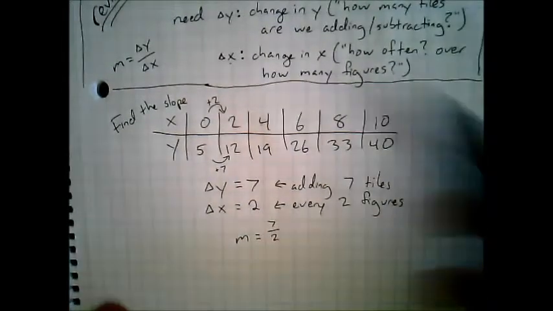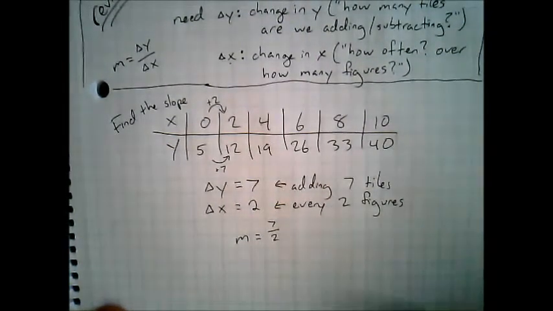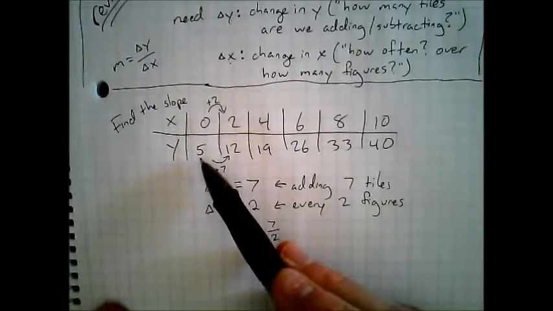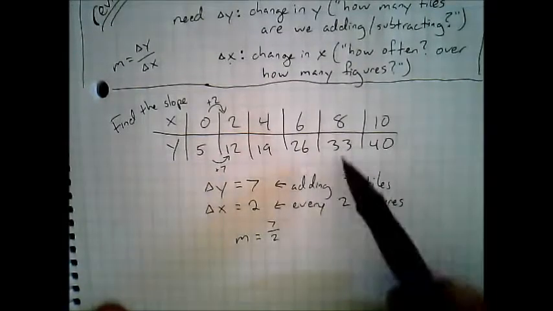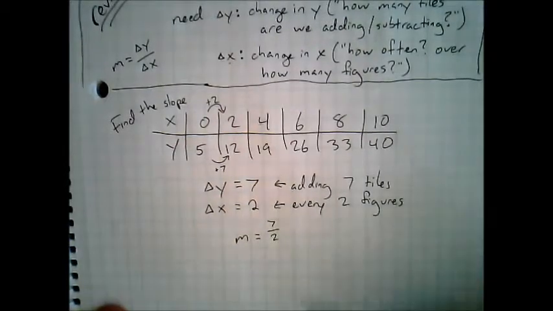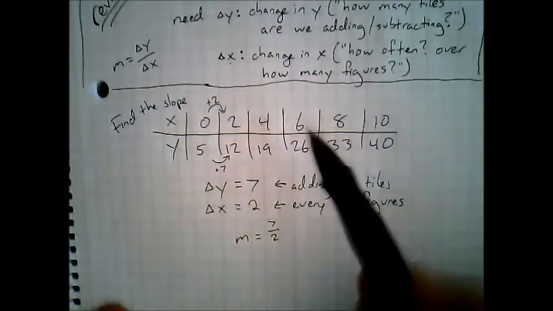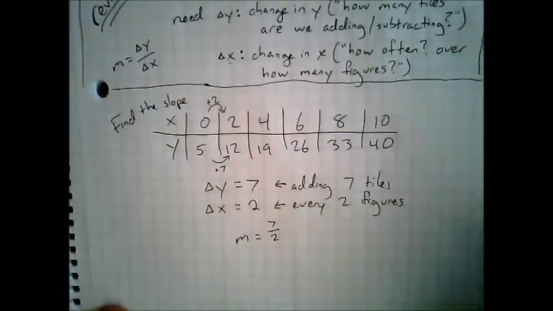Whenever we're finding slope, we need our delta y and our delta x, and we just look at our table to figure that out, just like we did before, but now we just have to be a little more careful. How many tiles are we adding each time? We can easily see that we're adding 7 tiles each time. And we go to our delta x. Are we adding them every figure, every 2 figures, every 3 figures? So we look at what we're counting by for our figures. What's our change in x? And that's plus 2.